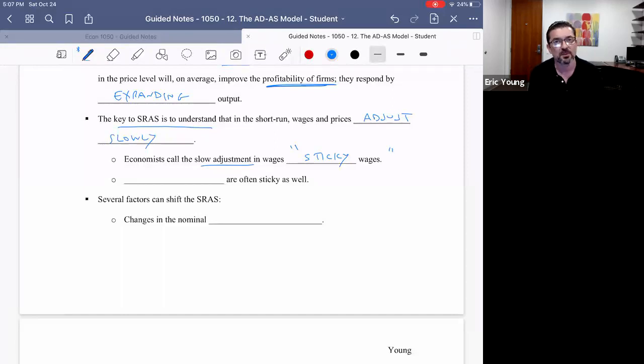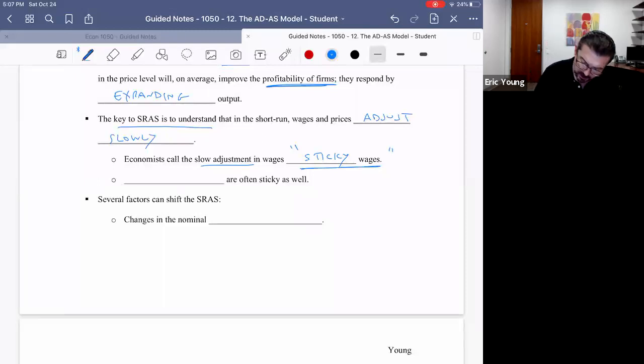As a result of those sticky prices, any kind of sudden price change, especially an upward change, firms get a little bit of a windfall, some extra profits, and they respond by increasing and expanding their output. Okay, sticky wages is the real big determinant, the real big part of short run AS.